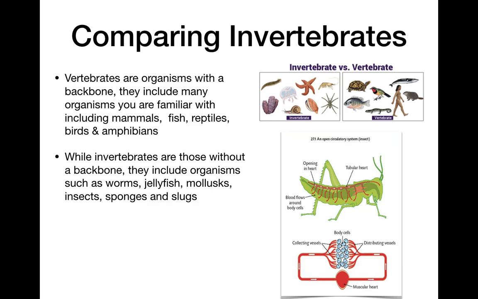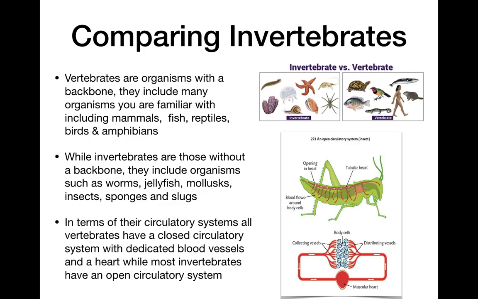And then invertebrates are ones that don't have a backbone. So things like worms, jellyfish, mollusks, like snails and bivalves, insects, sponges, slugs. Here's a whole bunch of different invertebrates. And these two groups tend to have very different circulatory systems. All vertebrates have a closed circulatory system, like the one we just studied, where there are closed blood vessels and a heart, and it's separate and completely closed off from the muscles and other parts of the body.